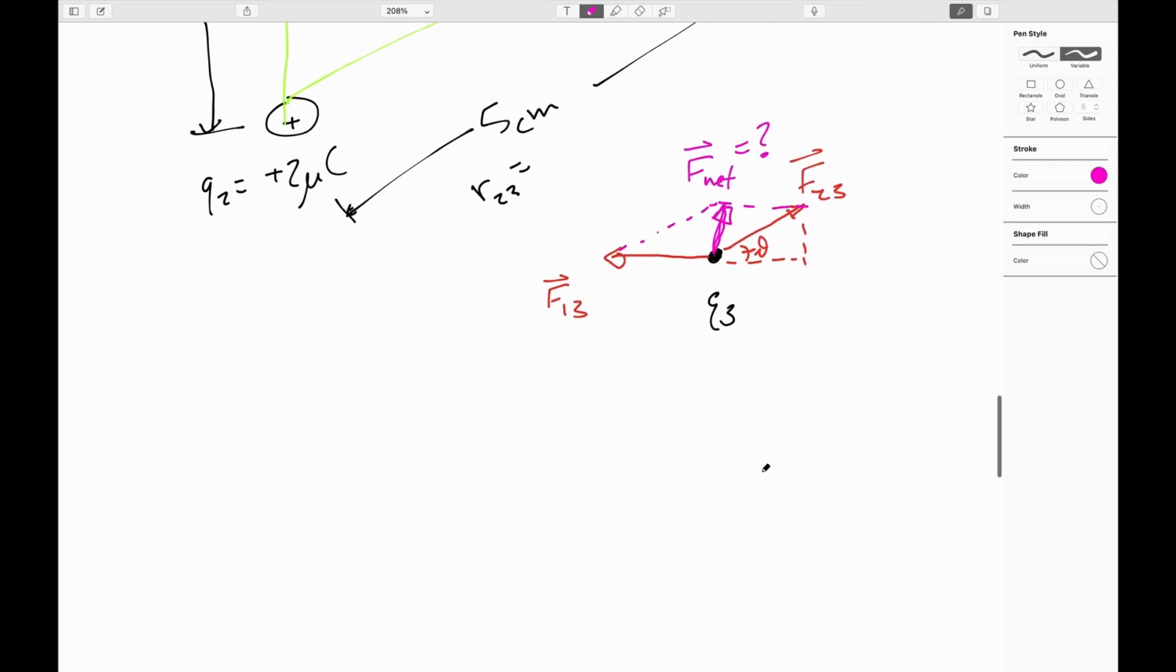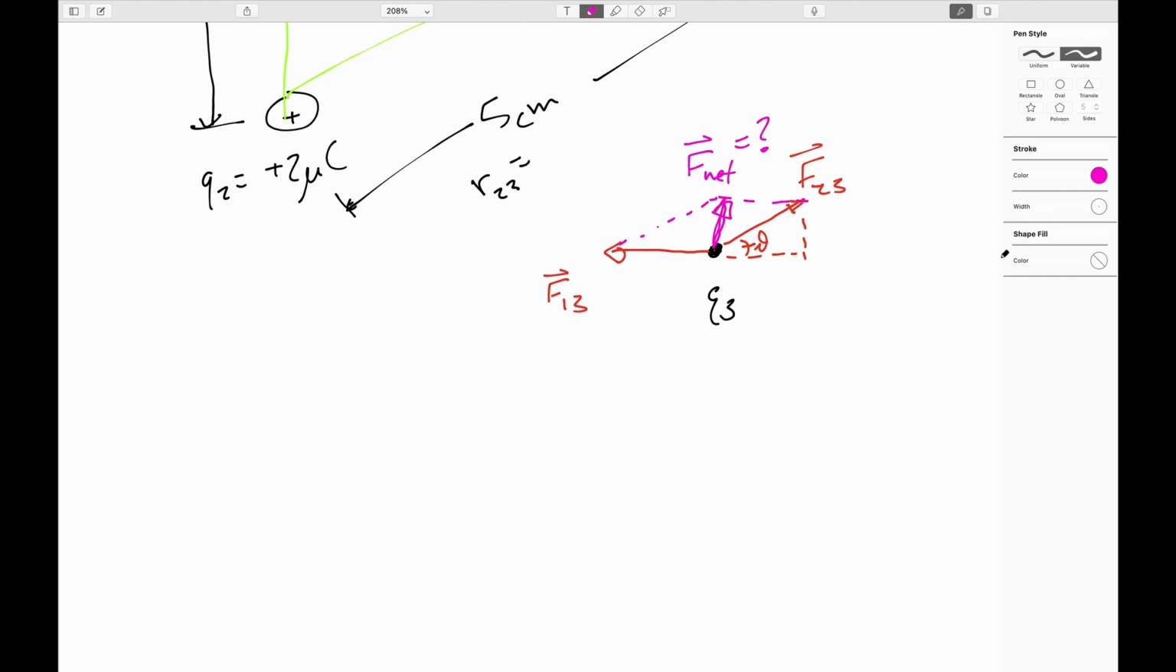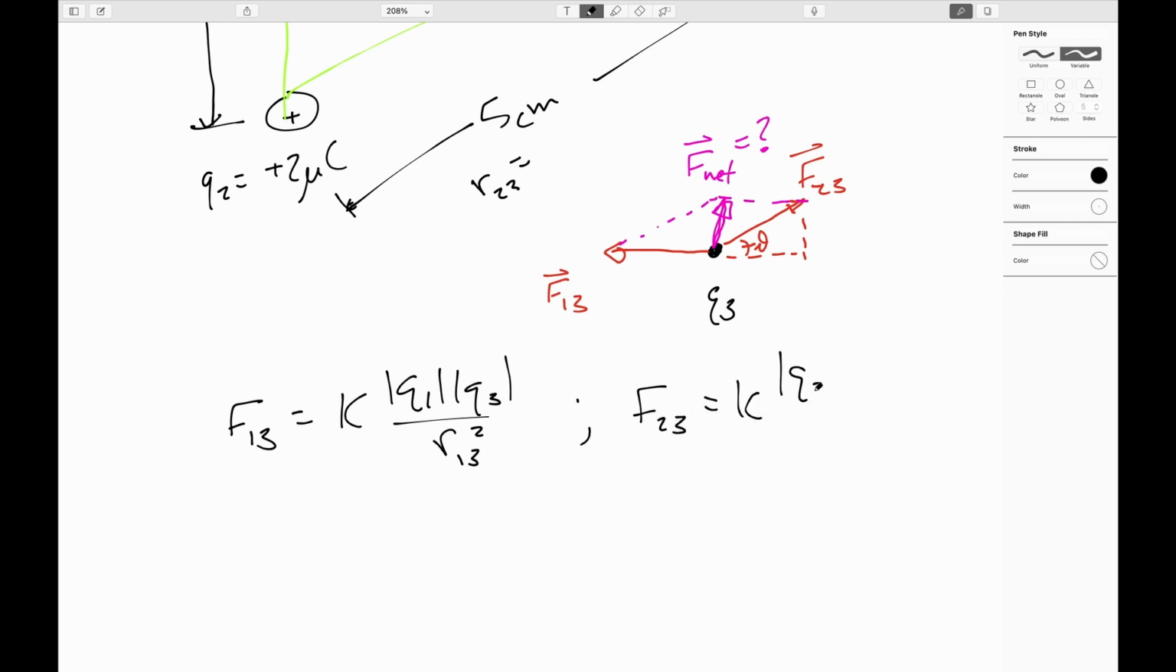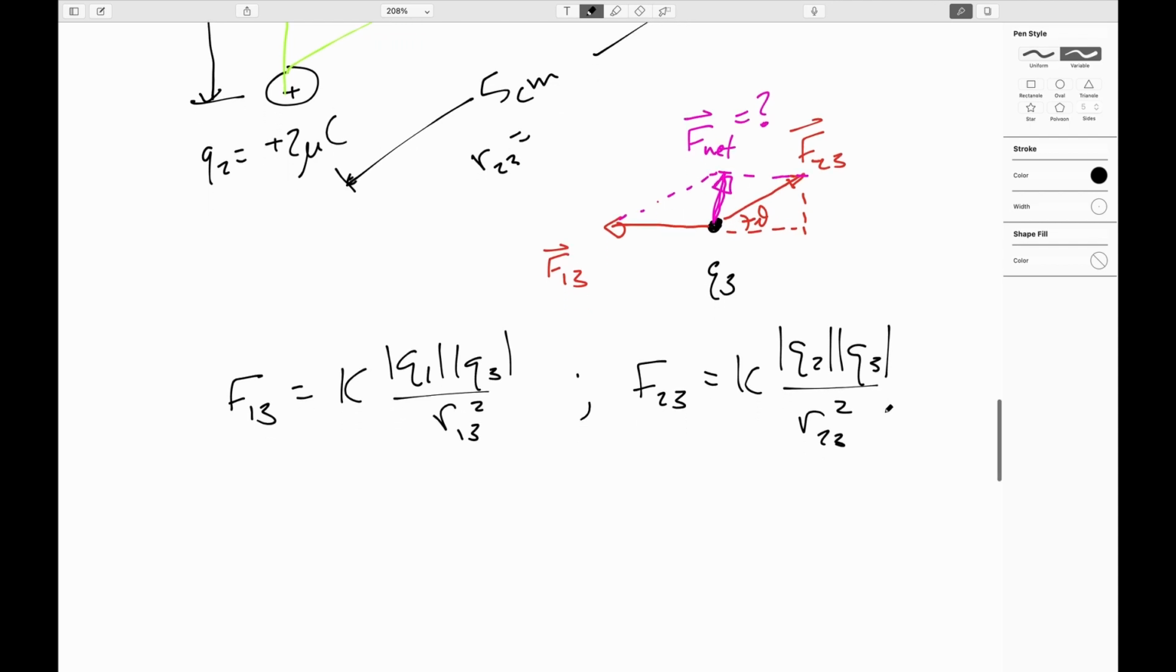All right, so to do this, it'll probably be easiest to first write expressions for f(1,3) and f(2,3). So f(1,3), no vector here, just the magnitude, will be equal to k times the magnitude of q1 q3 over r13 squared. And similarly for f(2,3), it would be k q2 q3 over r23 squared. And again, we're doing absolute value of the charges because we're just taking care of the directions by hand.